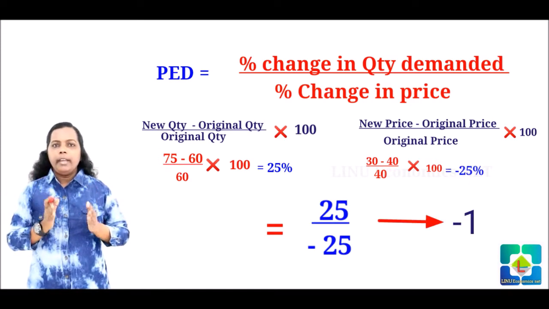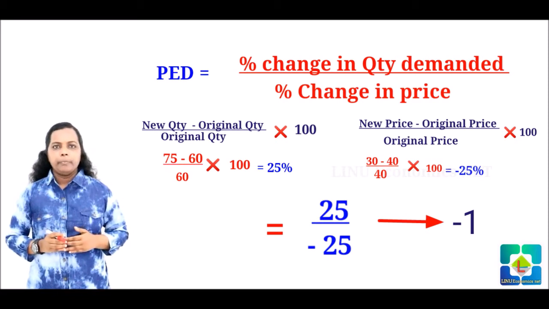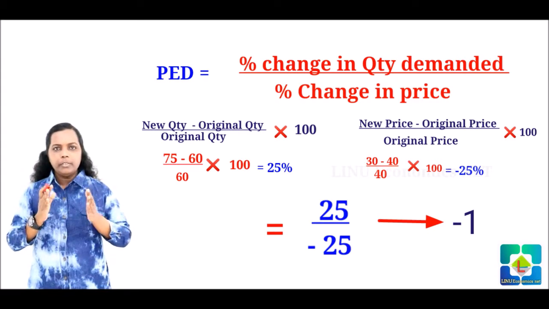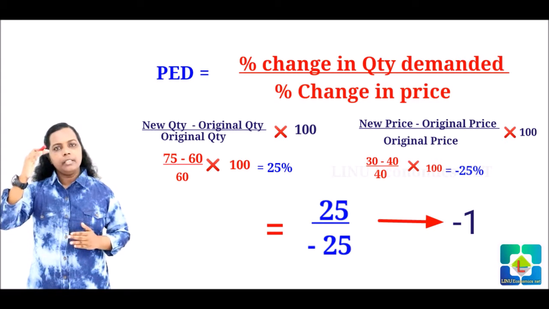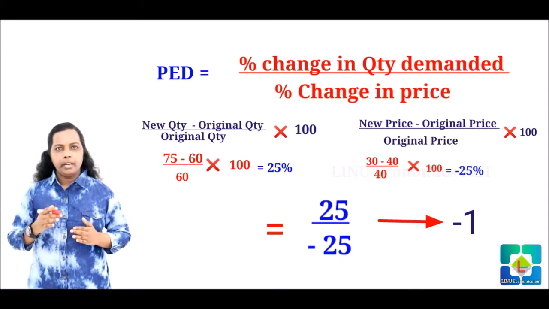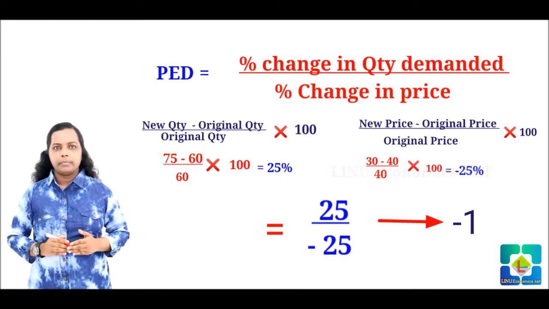Mostly the value of price elasticity of demand is a minus value because the price and the quantity demanded are inversely related. When the price increases, the quantity demanded will decrease, and when the price decreases, the quantity demanded will increase. This inverse relationship creates the minus sign in price elasticity of demand.